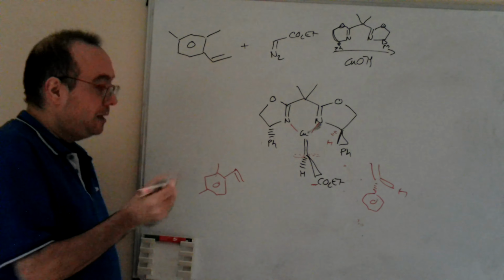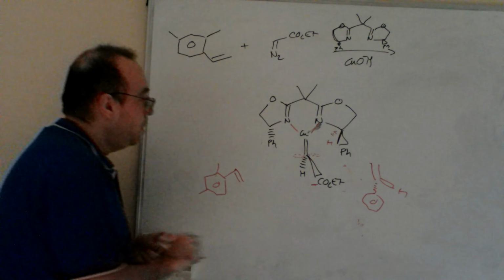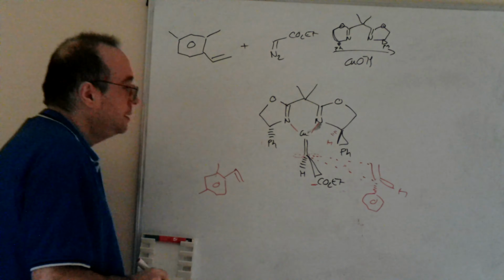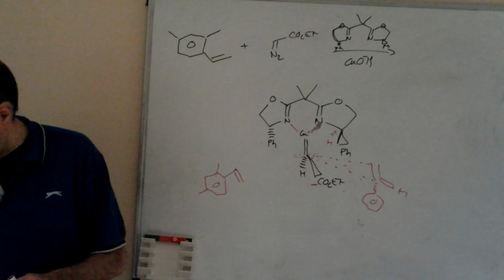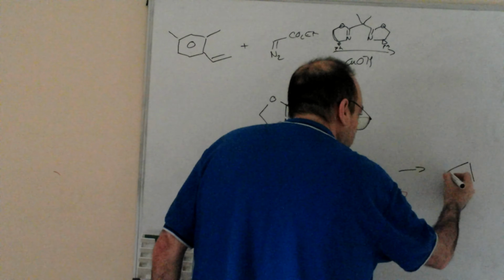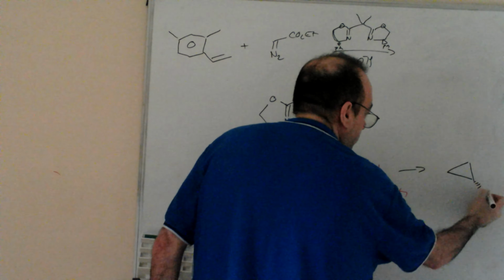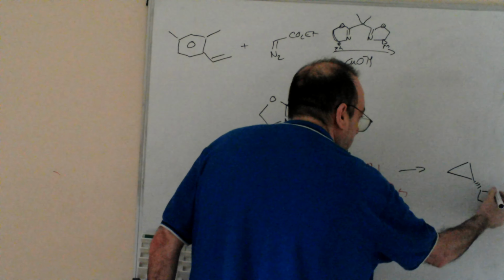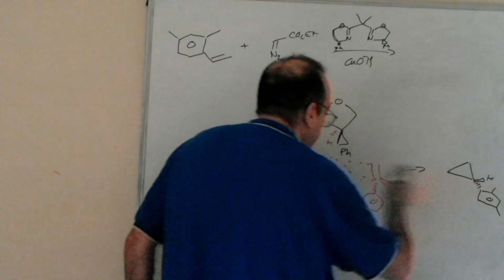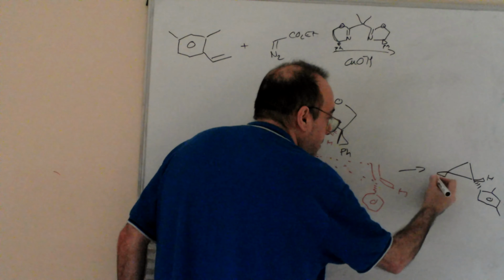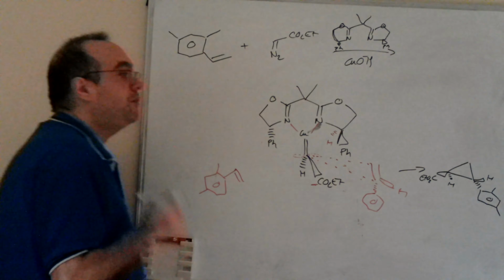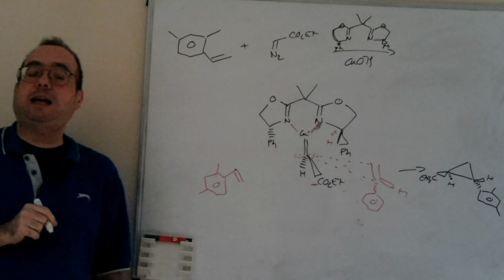That means if we have this, the only thing we need to do is to draw the new bonds. If we are doing it well, this will lead to this phenyl going down, hydrogen up, and in this case the ester going up and the hydrogen down. This will be the final configuration of the cyclopropane.